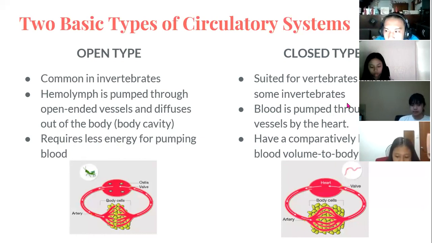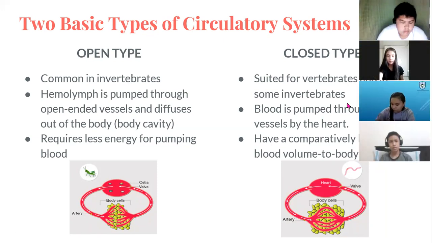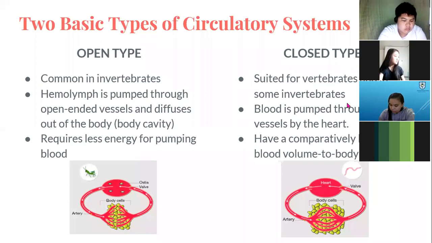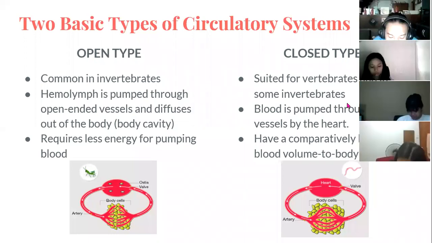Now, we have two types of circulatory system as mentioned a while ago. It can be either an open type or a closed type. What is the difference between the two? In open type circulatory system, it is common in invertebrates. Ano yung invertebrates? What type of animals are these? Invertebrates, okay, without backbones, or the simple type of animals.